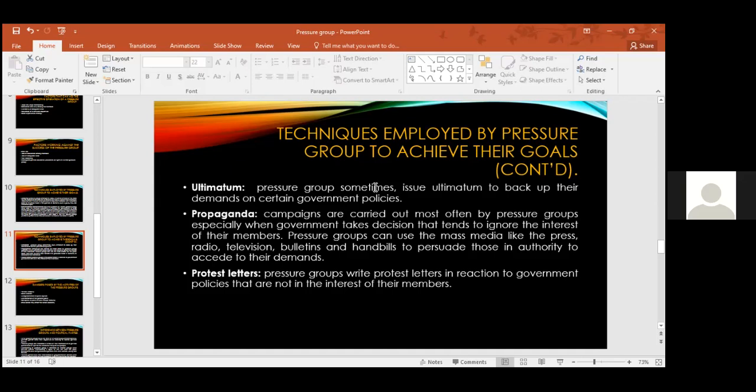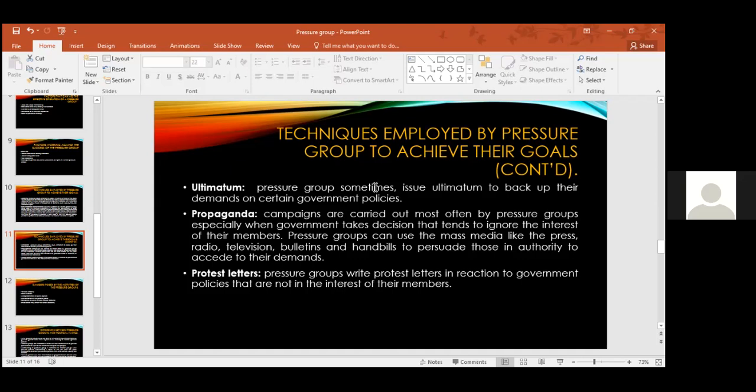Then let's move to the next one, propaganda. Propaganda campaigns are carried out most often by pressure groups, especially when government takes decisions that tend to ignore the interests of their members. So propaganda is like, the government does something, and we as a pressure group already have a plan for another thing. We want something else. So that is our propaganda. That is what we want to do. So because of that, we launch our campaigns to promote our own propaganda so that the government can understand that this is what we want, not what they did.